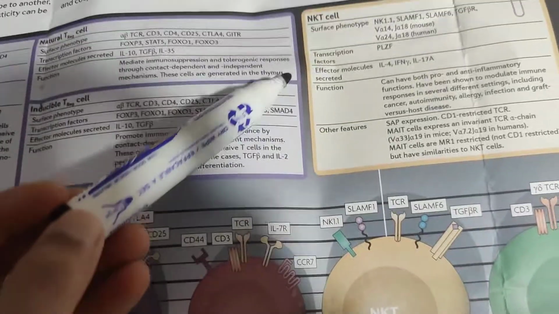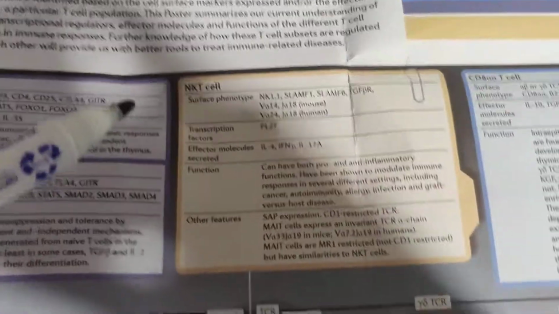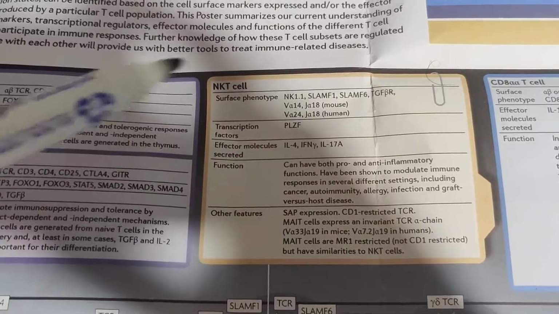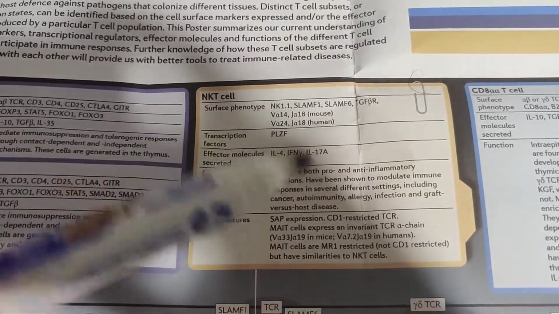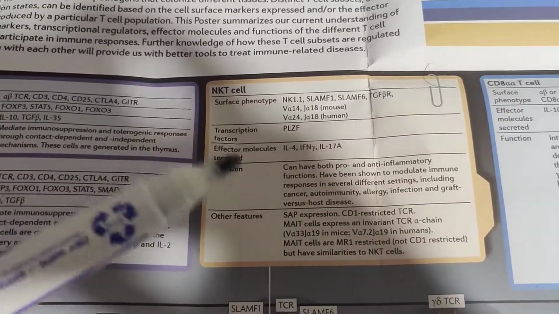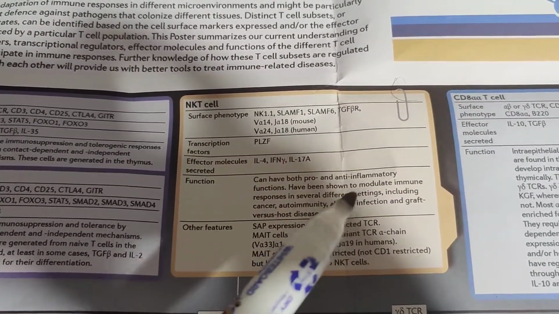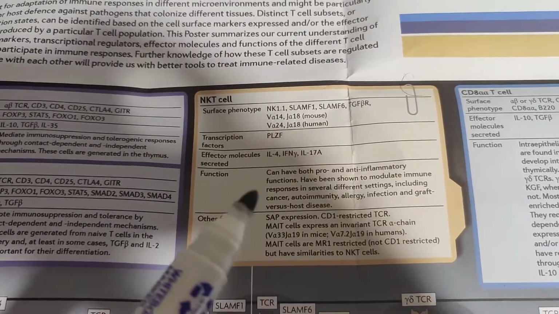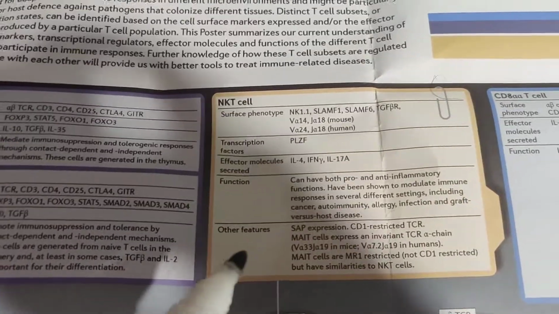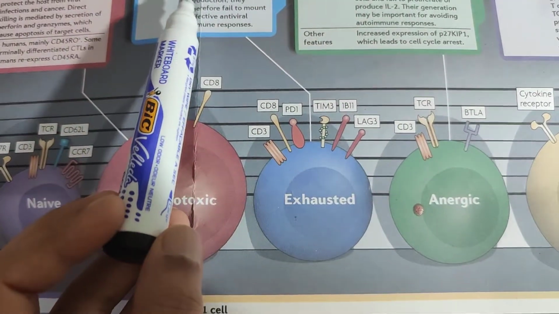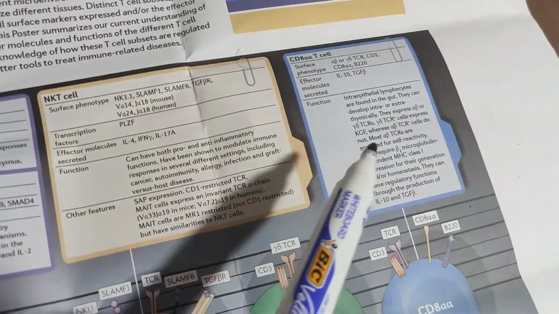And then we move over to NKT. That is dimorphic, bimorphic because it's bifunctional, if I may say so. It's pro and anti-inflammatory at the same time. So it can, when needed, cooperate with anergic or regulatory T cell, or it can amplify the action of CD8 cells.